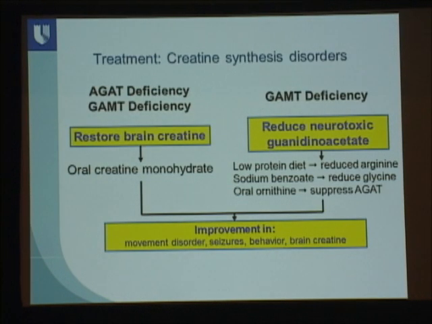There is treatment for the first two disorders, the enzyme synthesis disorders. Restoring brain creatine is achieved by oral creatine supplements, and reduction of the guanidinoacetate is done in three ways: restricting arginine in the diet, removal of glycine with sodium benzoate, and reducing the activity of AGAT with oral ornithine.